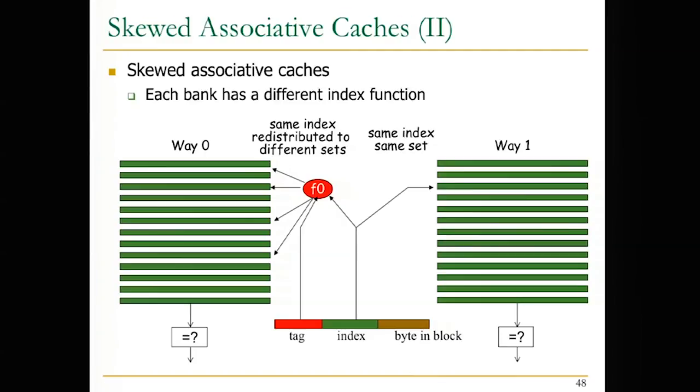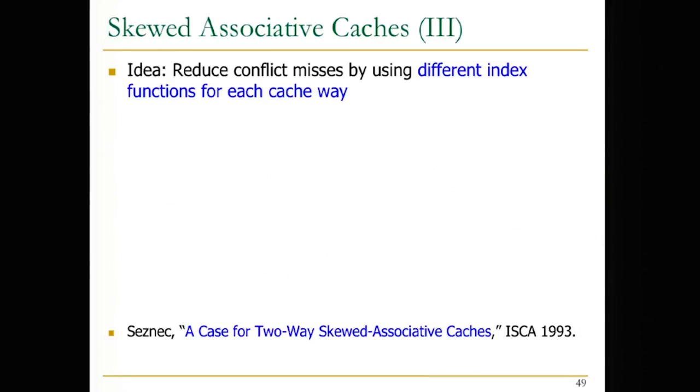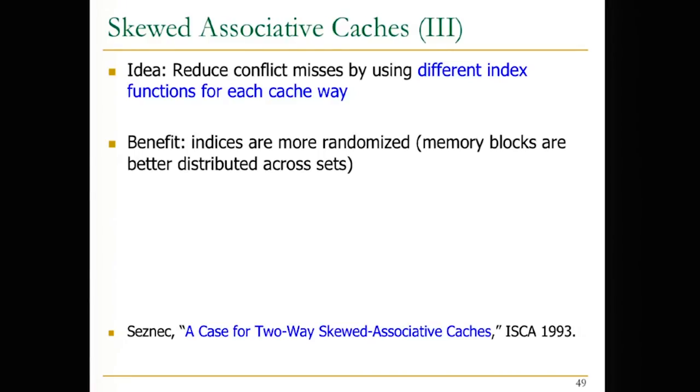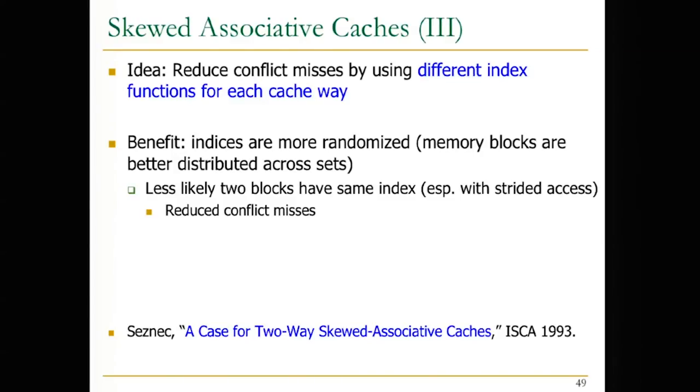That's good. Okay, so I hope everybody got this idea. This way you can distribute the conflicts differently to different ways. As a result, you get fewer conflicts, hopefully. Let me go over it again. You use different index functions for each cache way, and this is the paper that described it. The benefit is indices are more randomized, memory blocks are better distributed across sets. It's less likely that two blocks have the same index, especially with strided accesses, meaning reduced conflict misses. The cost is additional latency of a hash function, or multiple hash functions, depending on your associativity.